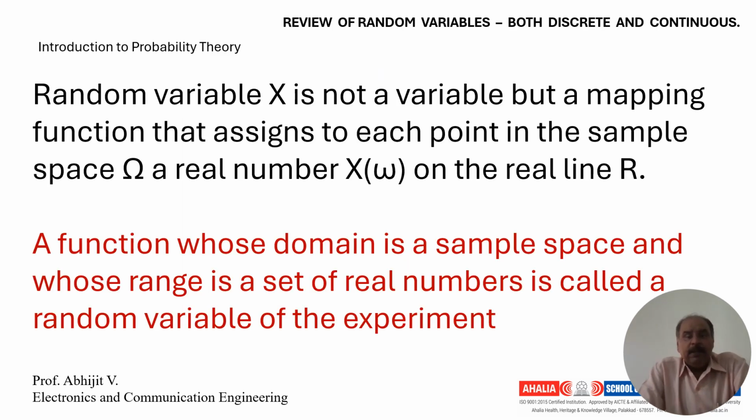A random variable X is neither a variable nor random actually. So a random variable X is not a variable but a mapping function that assigns to each point in the sample space omega a real number X of omega on the real line. A function whose domain is a sample space and whose range is a set of real numbers is called the random variable of the experiment.